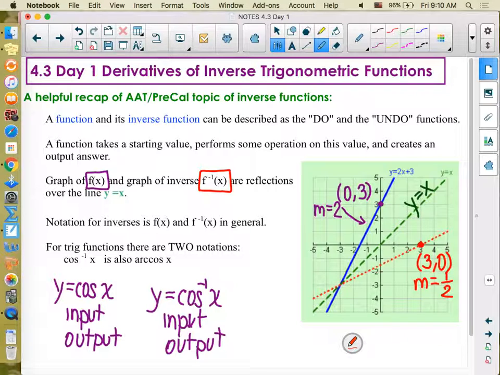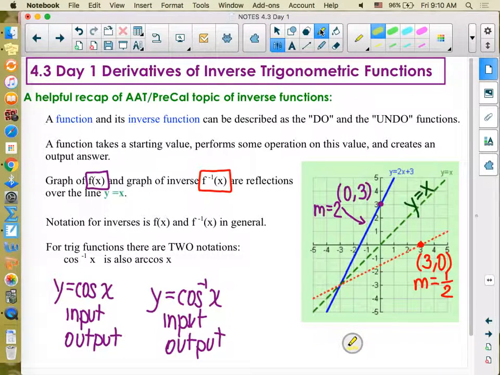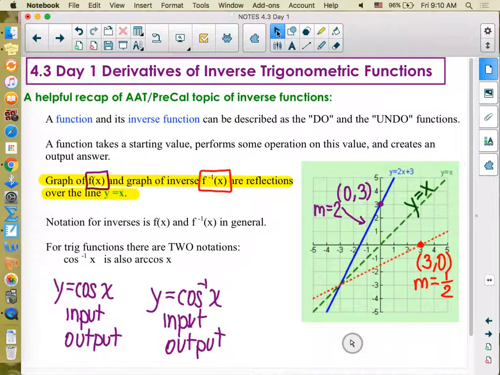The green line, that's y equals x, that's the reflection line that all inverses end up flipping over. In other words, the role of input and output is switched, so the graph of a function and the graph of its inverse are always flipped over that y equals x line. When you wrote inverse functions, you took the y and the x and you switched them. When you switch the y and the x, something else happens that makes some sense.